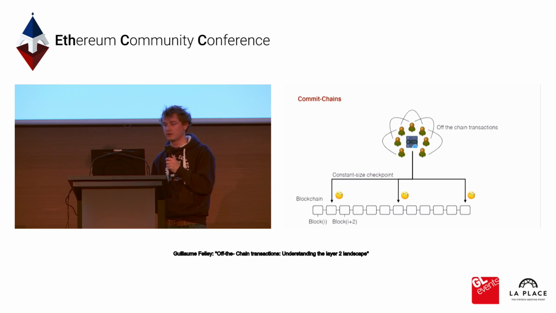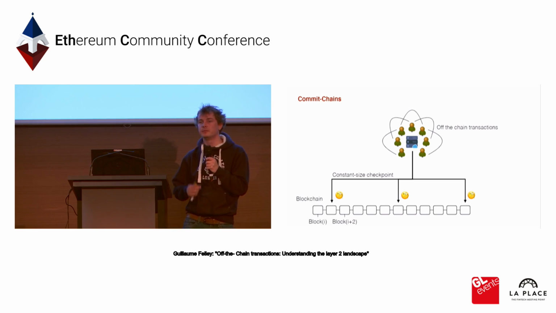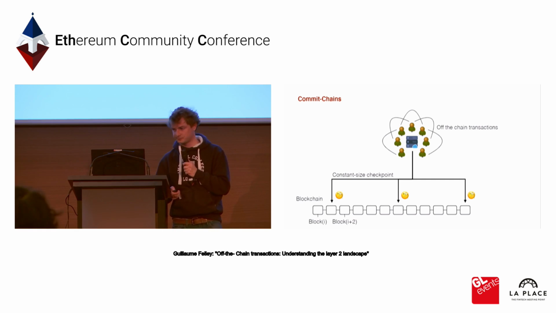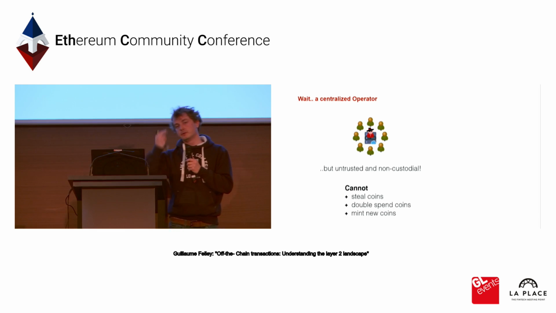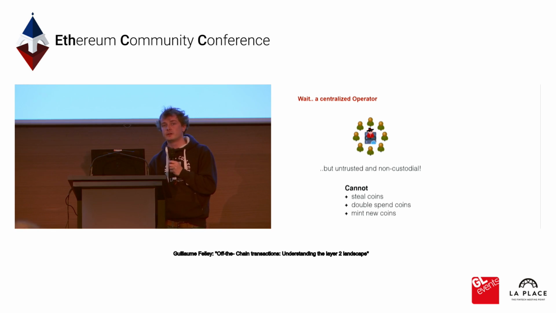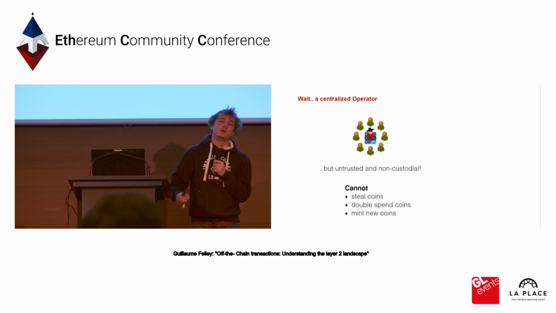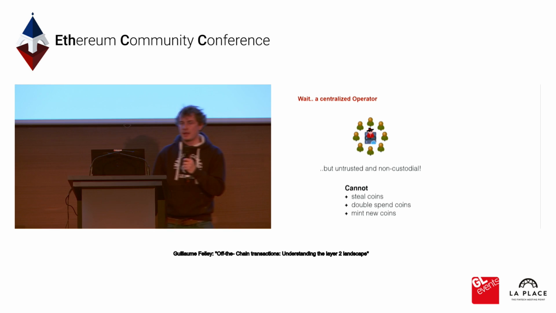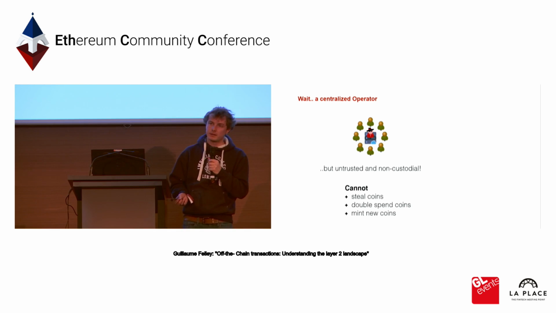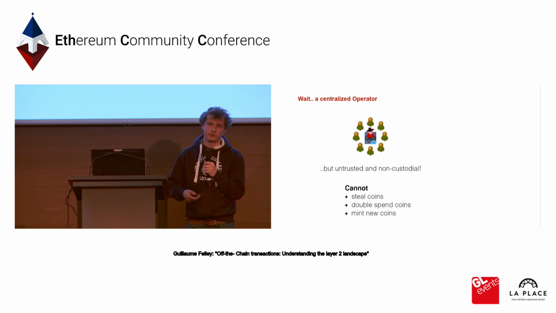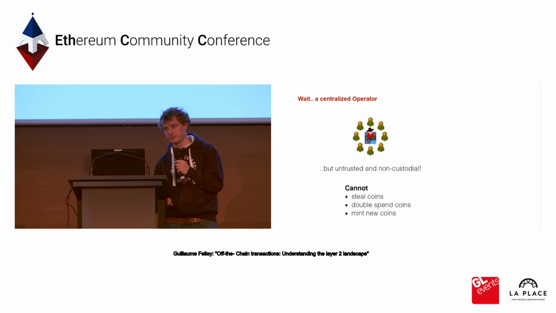One important thing is that you have to audit each checkpoint. It means that you have to look at them, to check that everything is correct and as expected. If it's not, you need to challenge. This looks like a fairly centralized system, and it is, but it is untrusted and non-custodial. The operator cannot steal coins, double spend coins, or mint new coins. And most importantly, the operator cannot prevent you from leaving this commit chain. If you're unhappy or if it doesn't work, you can just leave without asking anyone's permission.